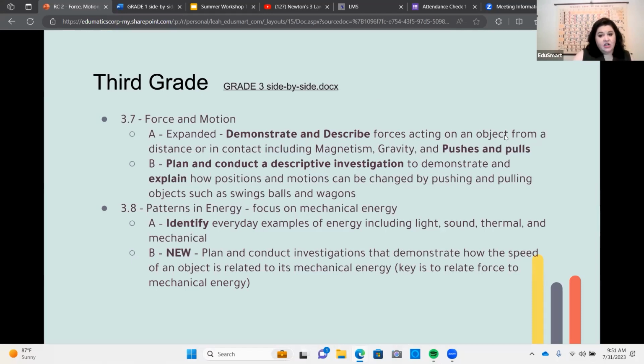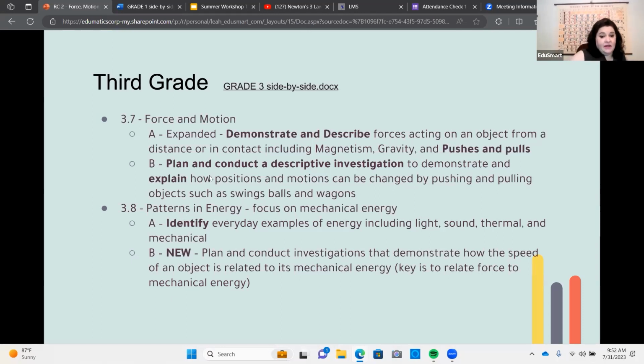Forces acting on an object from a distance or in contact, including magnetism, gravity, and pushes and pulls. So the big change here is objects from a distance or in contact. So you need to understand that even though the moon is far away, gravity is still acting on it. Even though magnets aren't touching necessarily, there's still magnetism in between them. And the same thing for pushes and pulls.